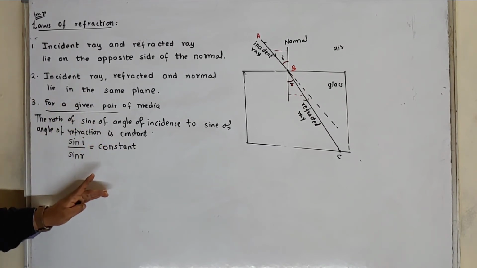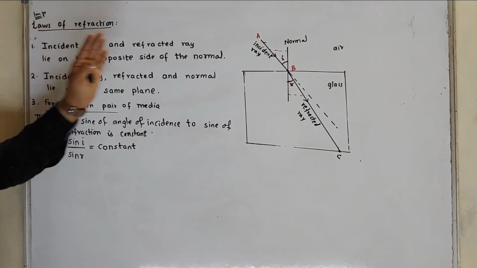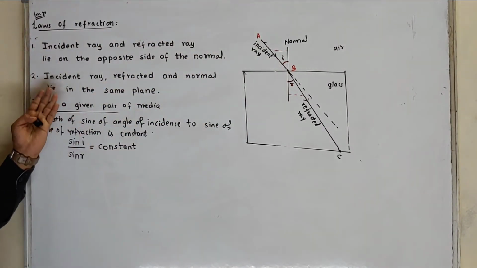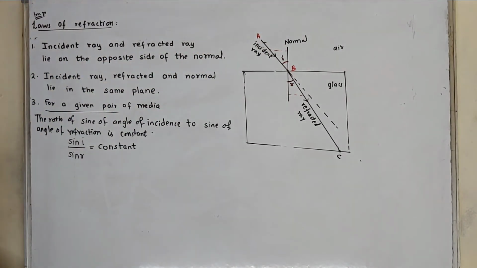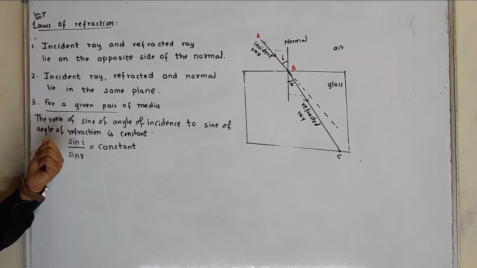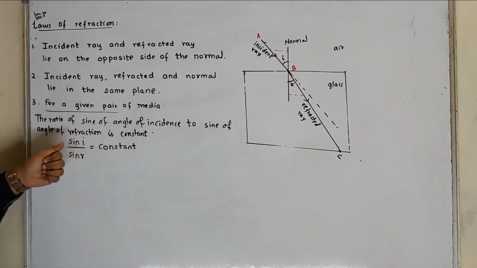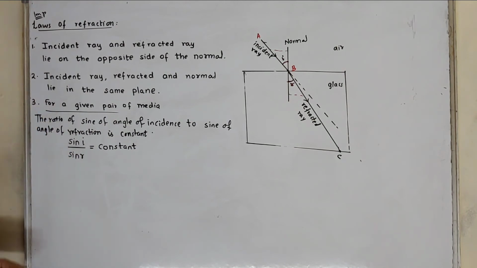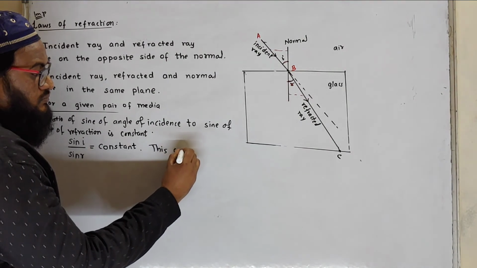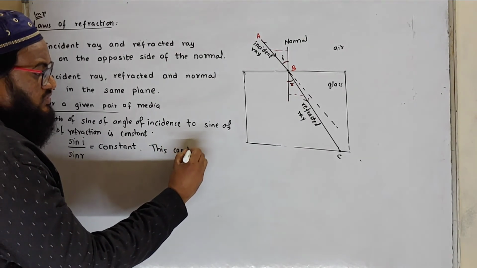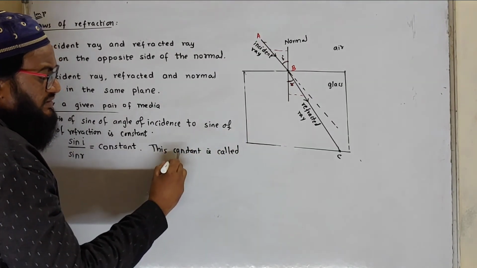For the exam, you can write down the laws of refraction: the incident ray and refracted ray lie on the opposite side of the normal. The incident ray, refracted ray and normal lie in the same plane. And the third point, for a given pair of media, the ratio of sine of angle of incidence to sine of angle of refraction is constant, and this constant is called the refractive index.